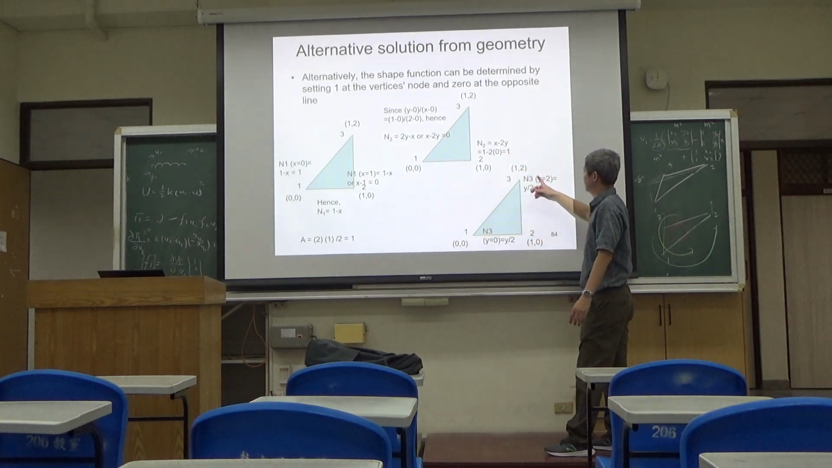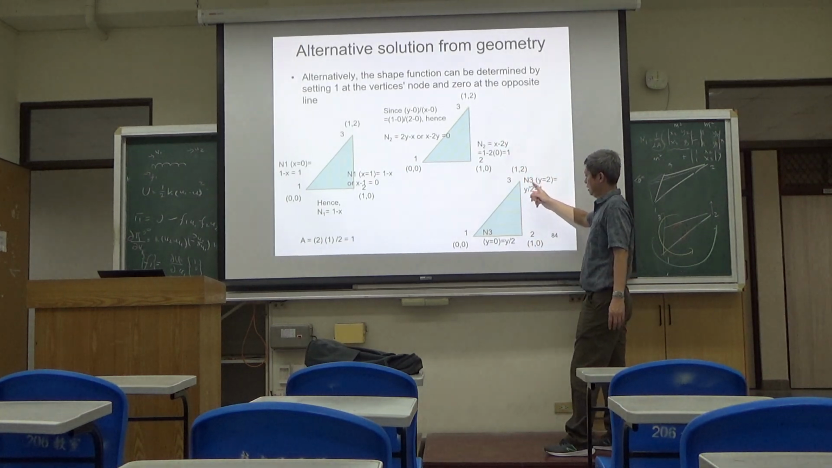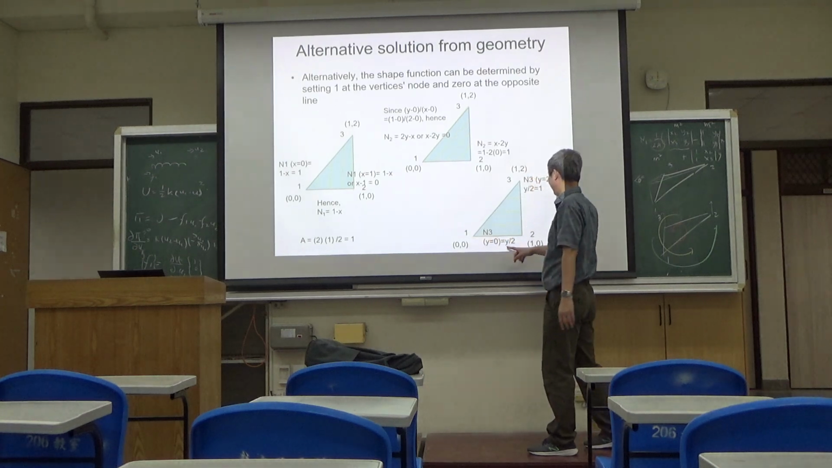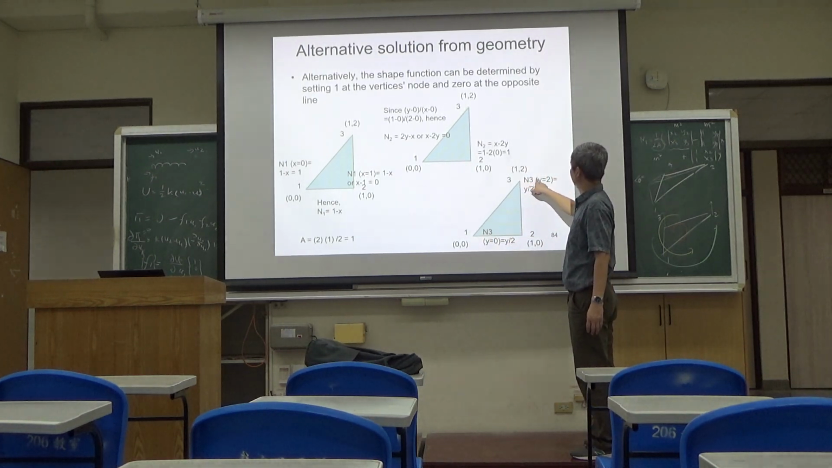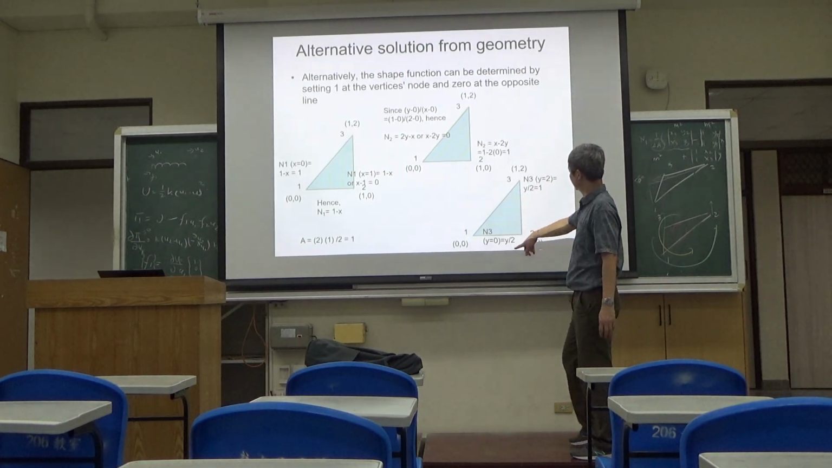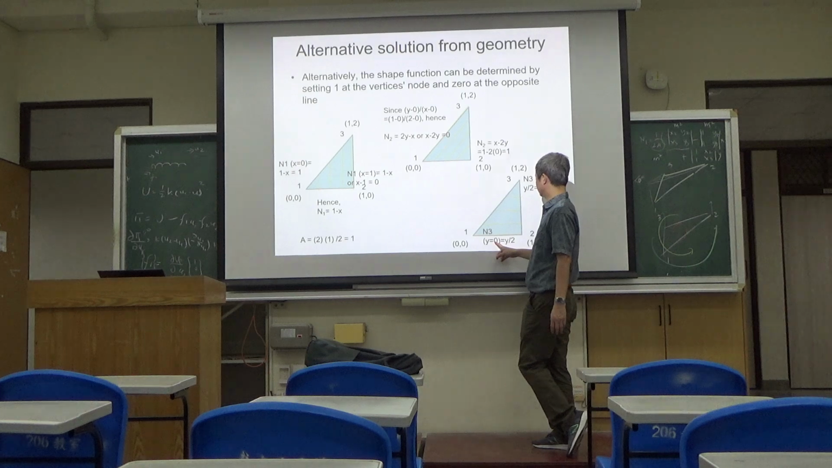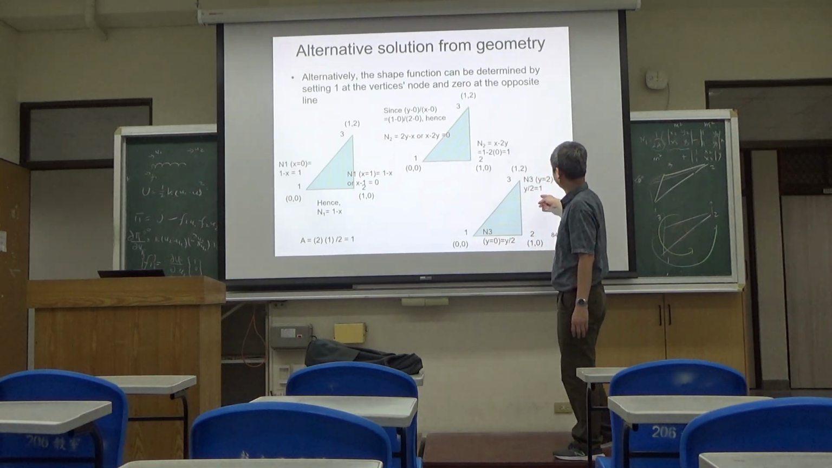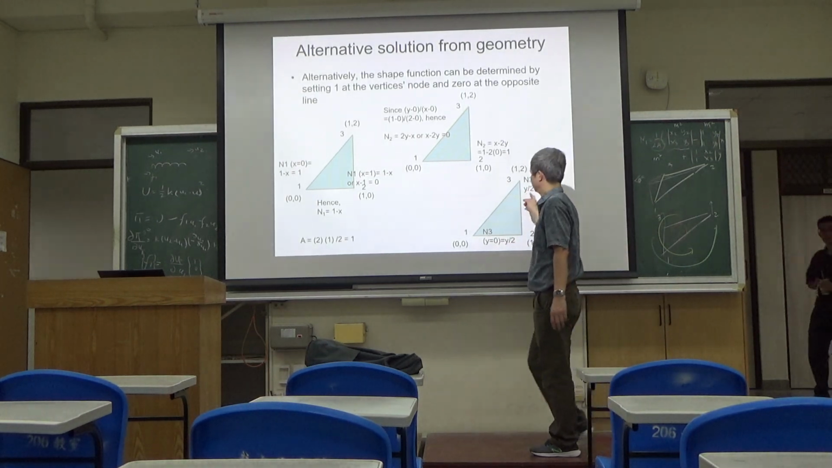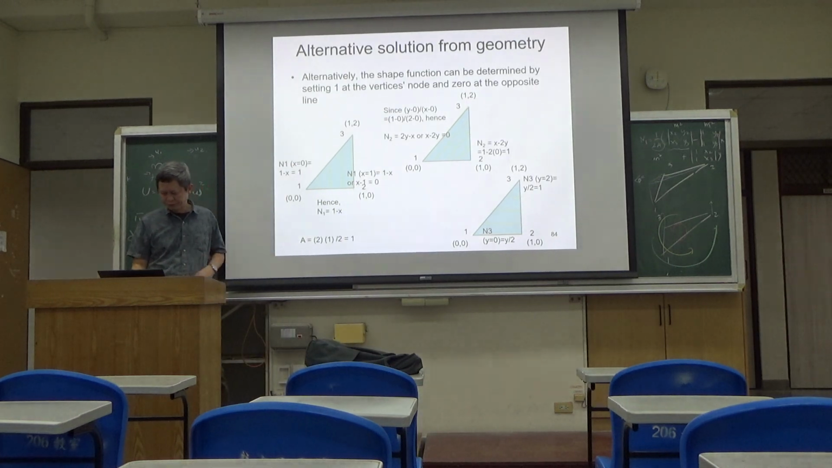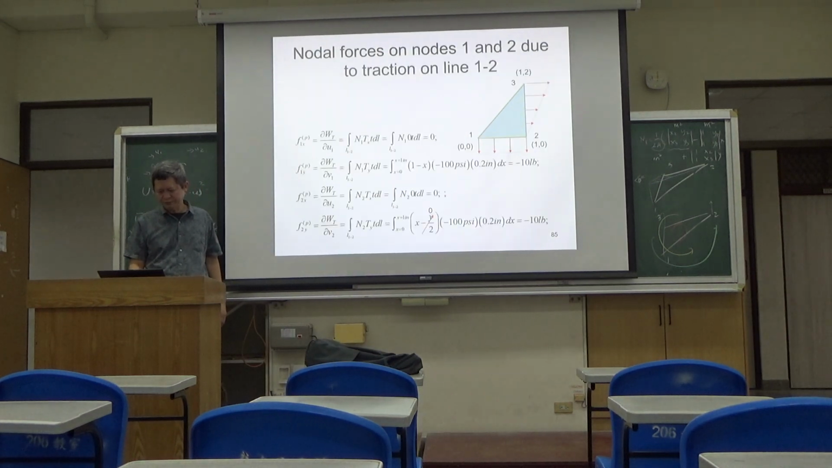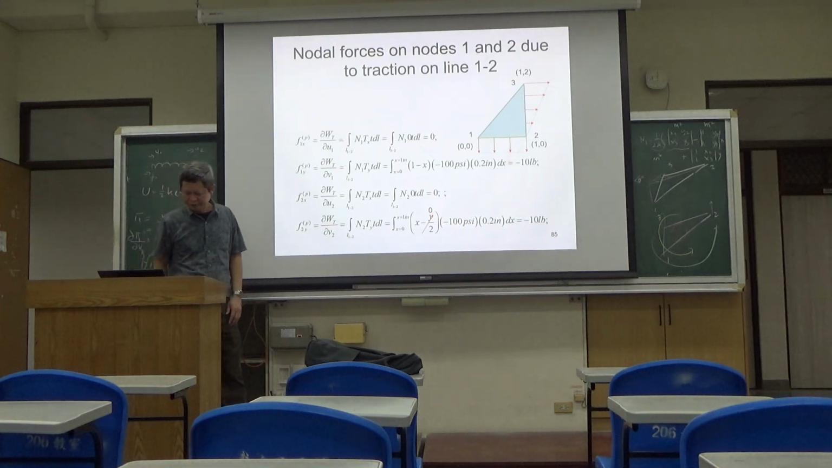Okay, how about the shape function at node 3? It's the opposite line, where y equals 0. At a height of 2, you want it to be 1, so this is going to be y equals 0 divided by 2. So this is the y equals 2 shape function. In this way, you obtain the shape function.